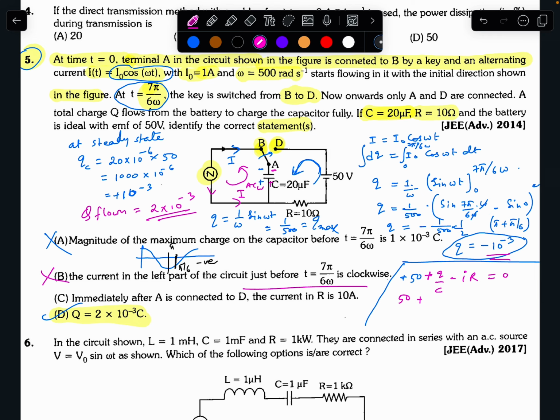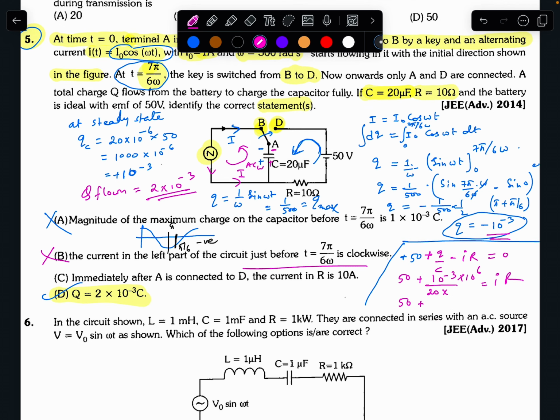Plus 50 plus Q is how much? Value of Q is 10 to the power minus 3, divided by C. C they have given 20, 20 into 10 to the power minus 6. So I'll write 10 into 10 to the power 6, equal to I into R.